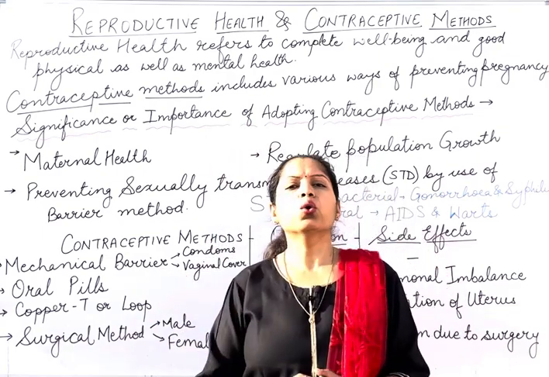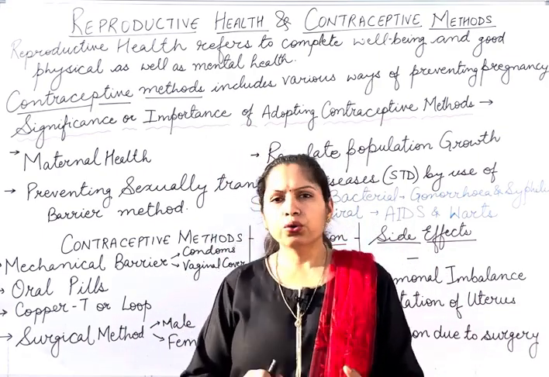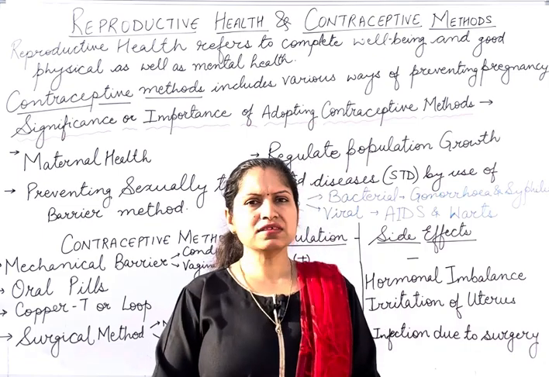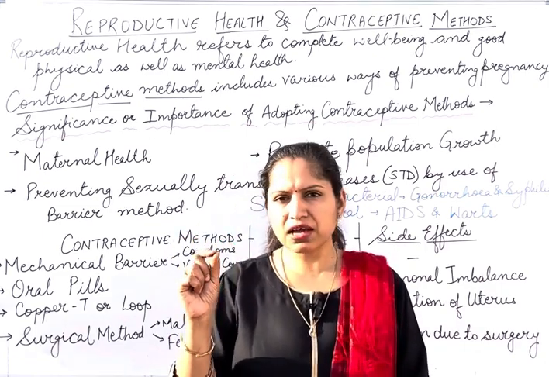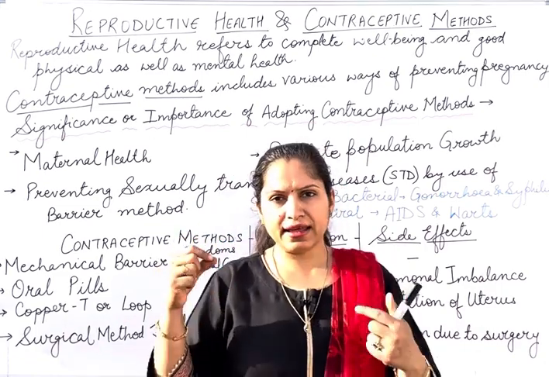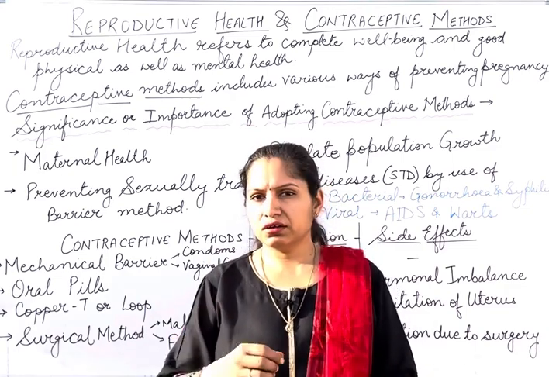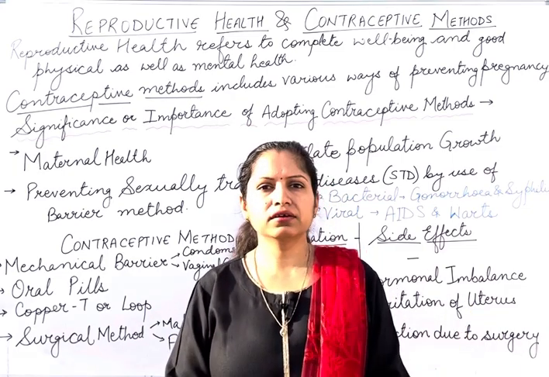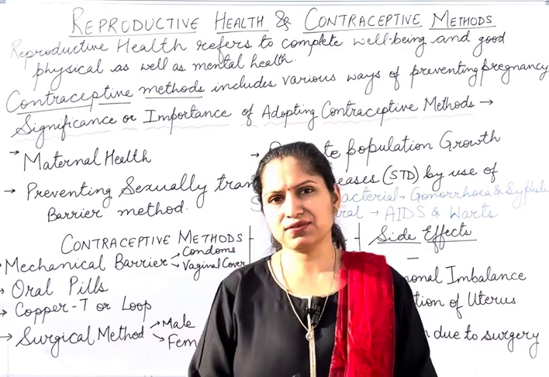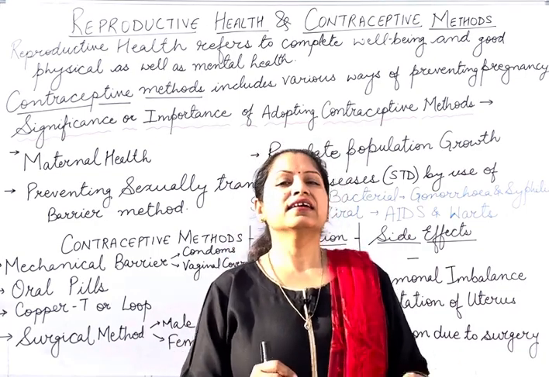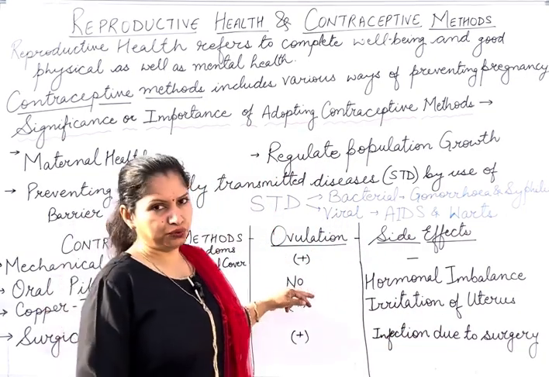Next come the oral pills. Oral pills involve taking some medicines. Some tablets are given to the lady, and she has to consume them, and that will alter the hormonal balance of the body, and that is going to prevent ovulation.